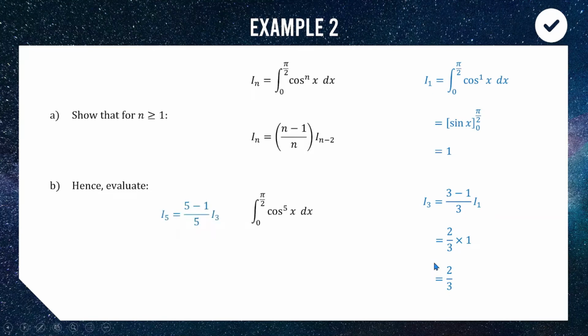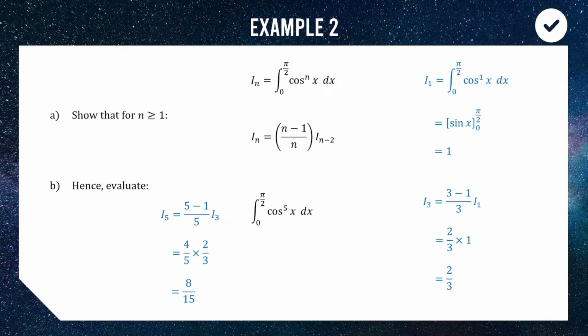Now our last step is to get from I3 to I5 using our formula. So I5 is (5 minus 1) divided by 5 multiplied by I3, which is equal to 2/3. So we get 4/5 times 2/3, and we get our final answer of 8/15. So there we go. We do the hard work at the start, so then the formula just spits out nice answers for us without having to do any integration.